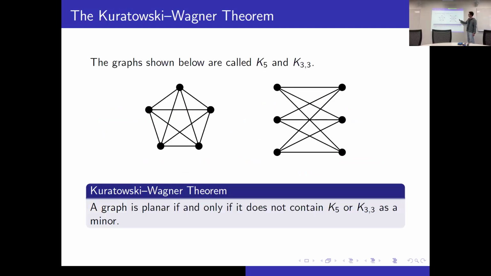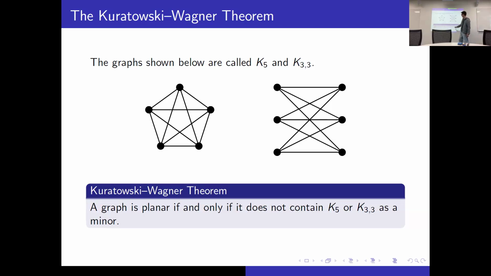And I think in the 1930s, Kuratowski and Wagner proved a very important theorem. They characterize planarity by graph minors. The theorem said that a graph is planar if and only if it does not contain a K5 minor and does not contain a K33 minor. So what does it mean?